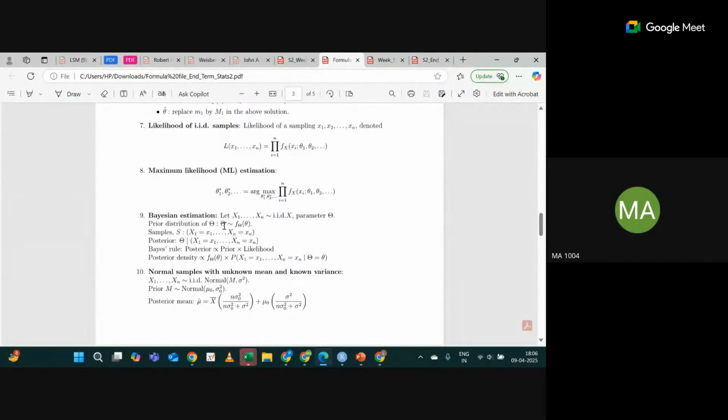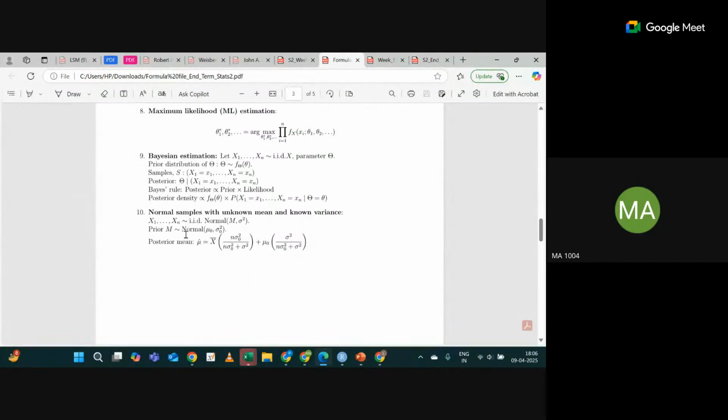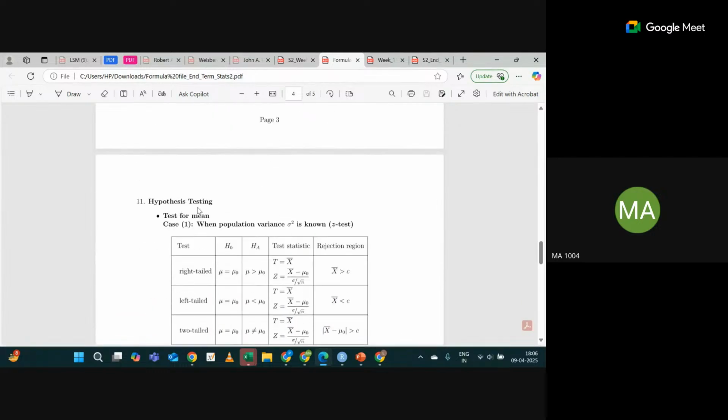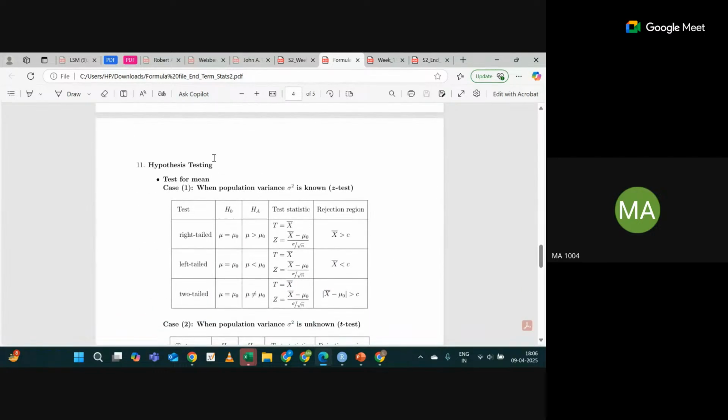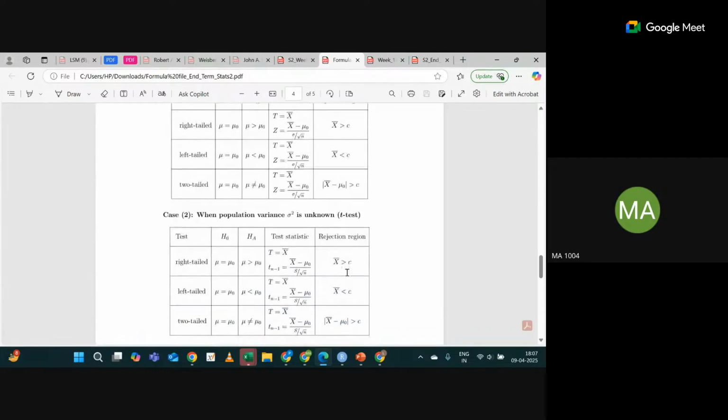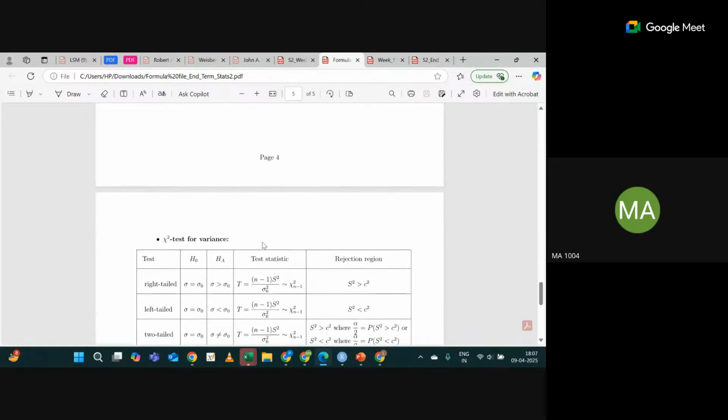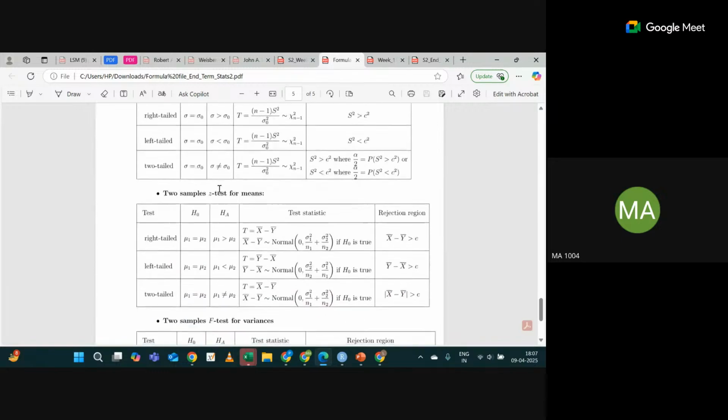So this is not the whole quiz, just to give you an idea. The Bayesian estimation, then normal. Then we have given all the situations of hypothesis testing. You have seen that there are tests for the mean. When sigma square is known, there will be a Z test. Based on the different kinds of alternative hypothesis, you will define your rejection region and accordingly your test. If variance is unknown to you, then you will go for the T test. Similarly, if you want to test for variance, we have the chi-square test for variance.